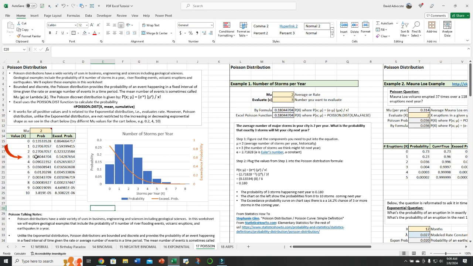previously. But we can also see that the exceedance probability, which is 1 minus the cumulative probability, says that there is a probability of roughly 14% of 3 or more storms in a year.